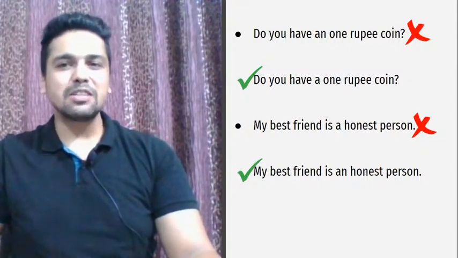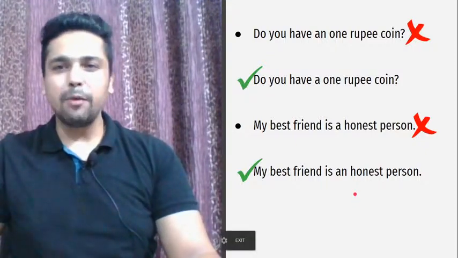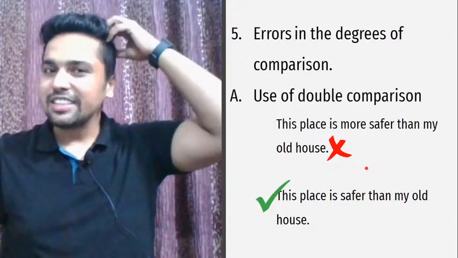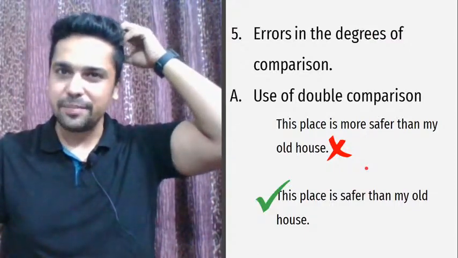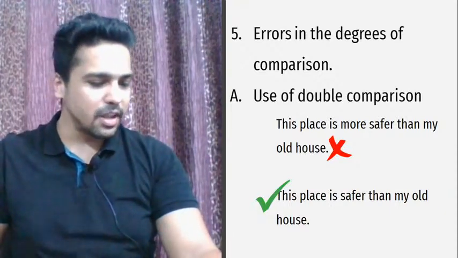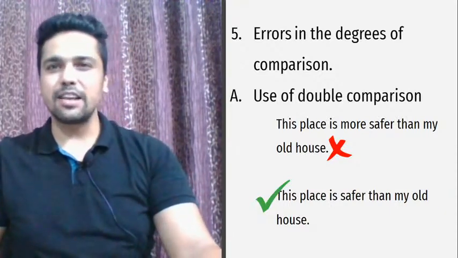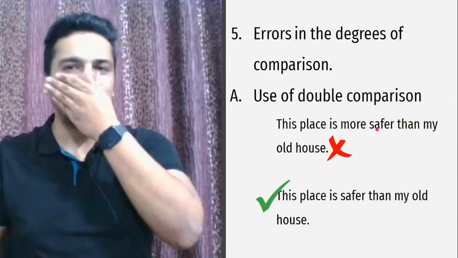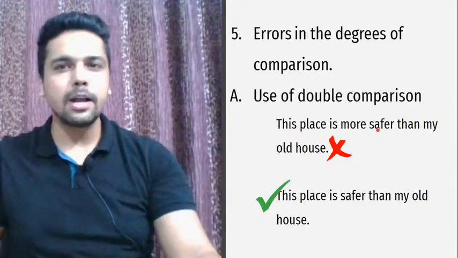Alright. So that was about the errors that we make when we use articles. Now we'll talk about the fifth error: errors in the use of degrees of comparison. Let's see what that is. The first one is using a double comparison. Now what do I mean by double comparison?